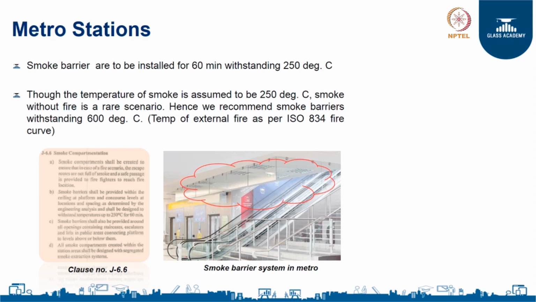So, in a metro station, it is again smoke barrier systems which find application in addition to fire rated systems, because smoke can cause a lot of panic. Nobody can predict the kind of damage that could happen when you have smoke that can reach a temperature of 600 degrees itself.